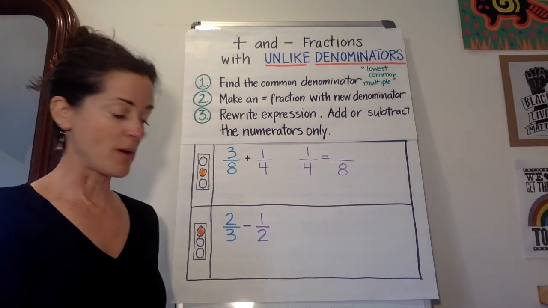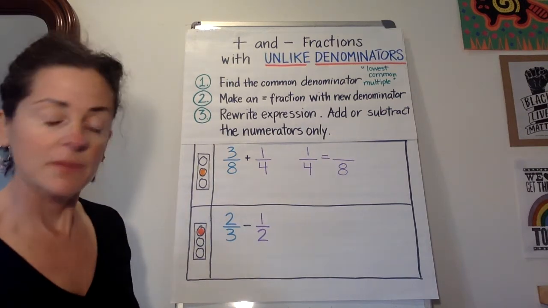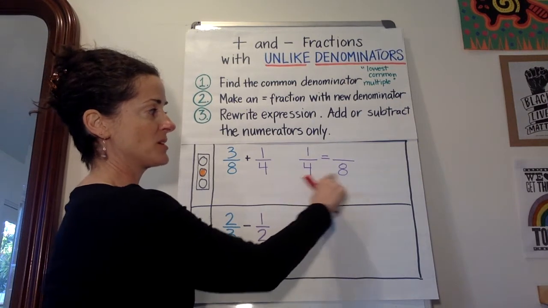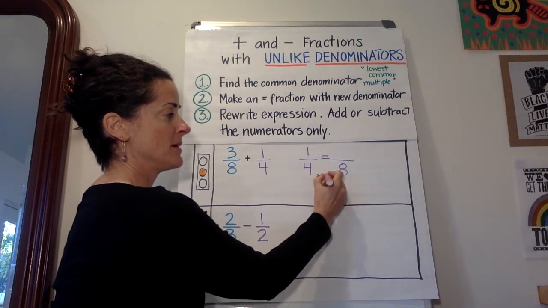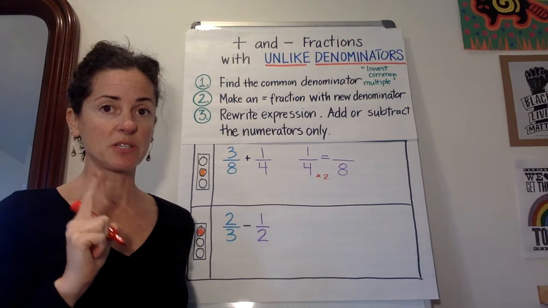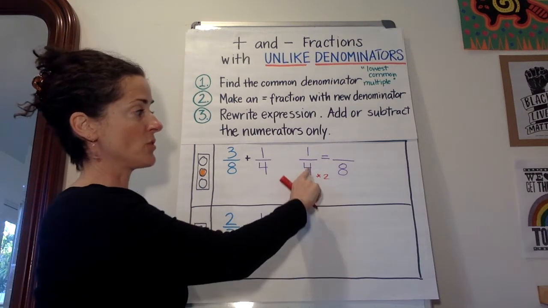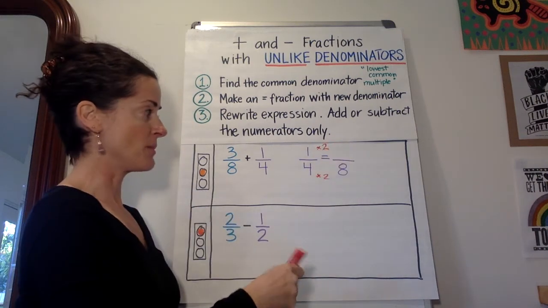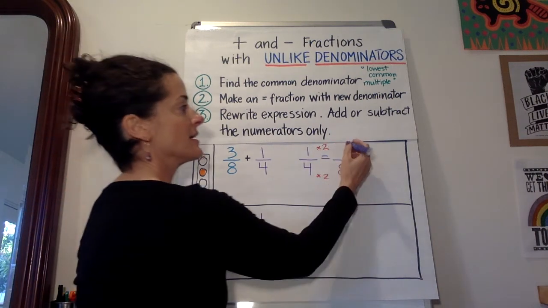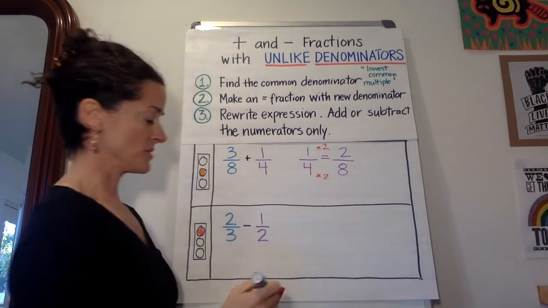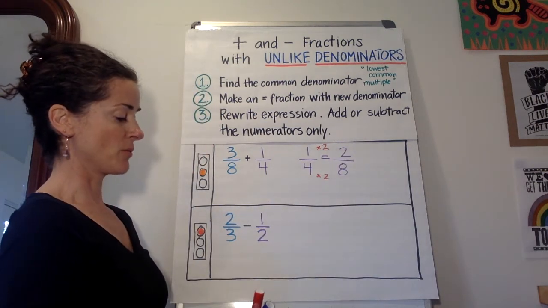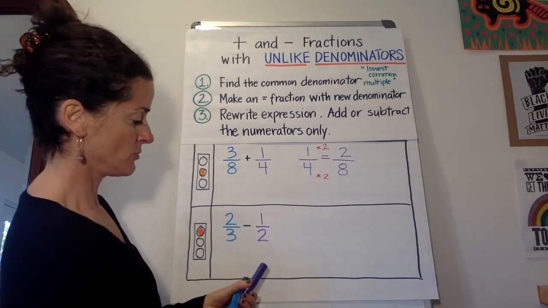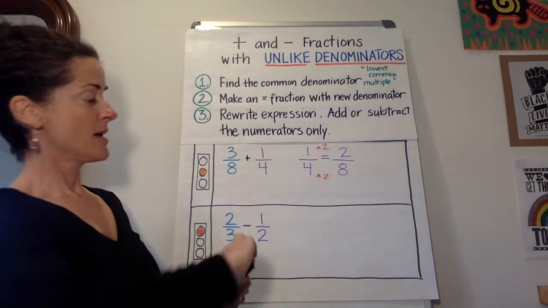Okay? And if I remember from yesterday, what that requires me to do is look at what gets us from 4 to 8 here. And whatever I do to the denominator, I need to do to the numerator. So if I'm multiplying by 2 here, I need to multiply by 2 up here, and I get 2/8.